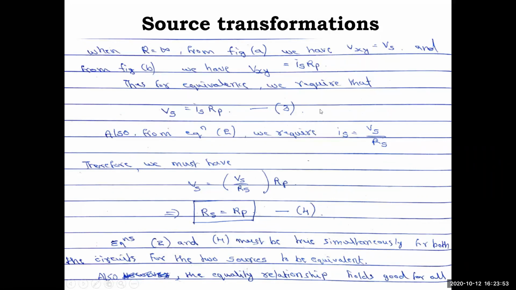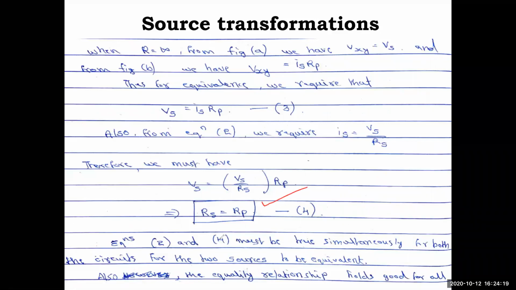Okay, so this is the Vs, and also from equation 2 we require Is is equal to Vs by Rs. So the previous equation we have written Vs by Rs. That is the conclusion where R is equal to 0. So therefore we must have Vs is equal to, so in this equation I'm substituting Is, Vs by Rs into Rp. So Vs cancels out. So what you get? The conclusion Rs is equal to Rp.